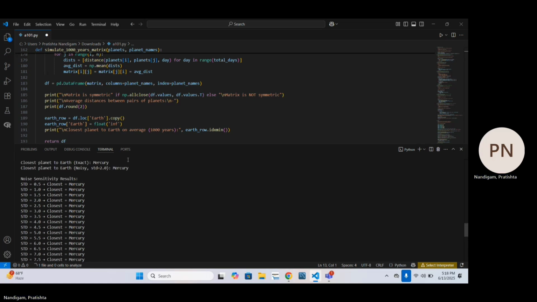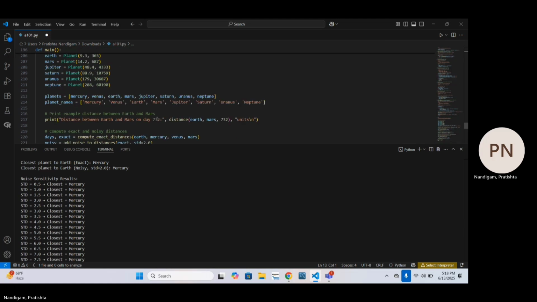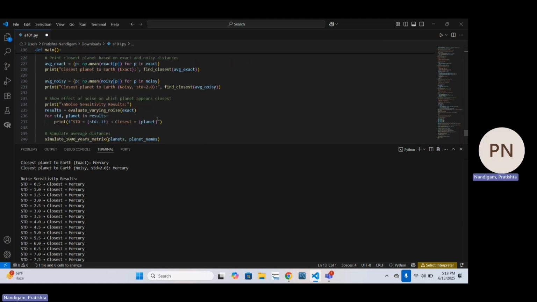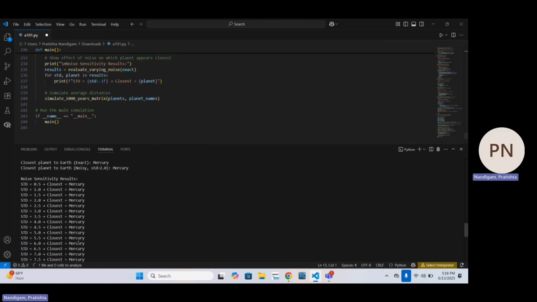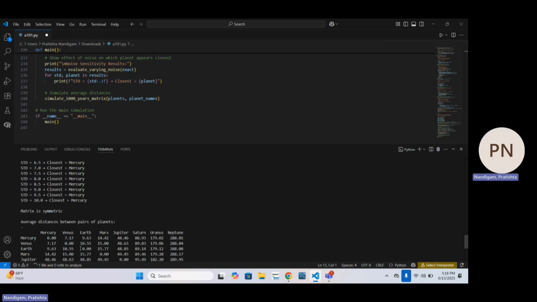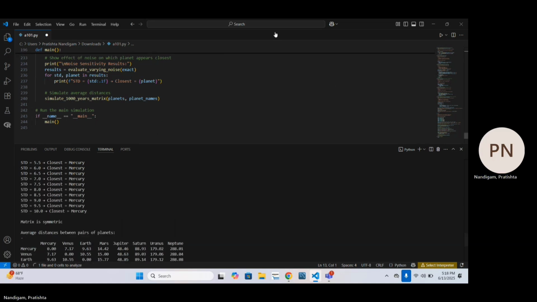So, I used trigonometric modeling and Euclidean geometry to simulate orbital distances. And across all tests, Mercury remained the closest planet to Earth, both in ideal and noisy scenarios.